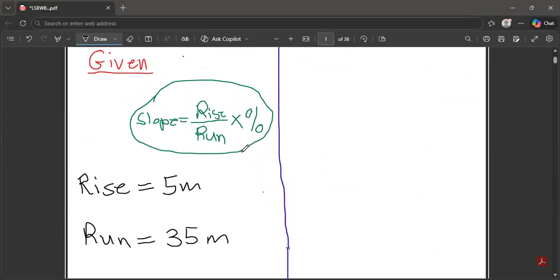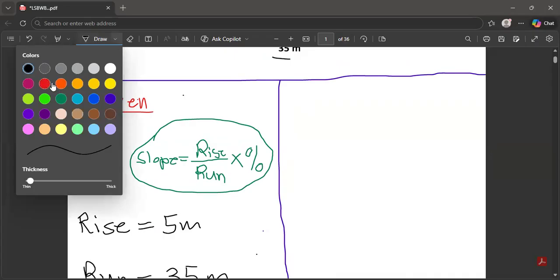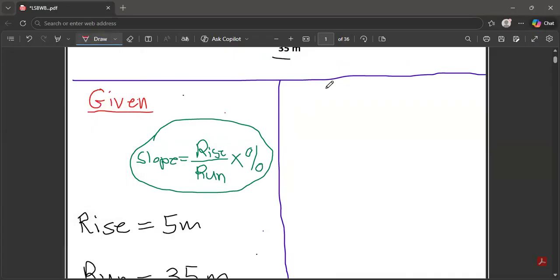You see, slope has no unit because at the end of the day, both units will cancel each other. Always remember to do your conversions before you work them out, because if the units are not equal, at the end of the day, the unit will not cancel. Okay, so let's proceed so we can continue our solution over here. So this is our solution.